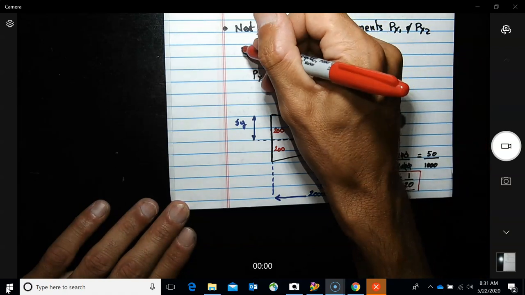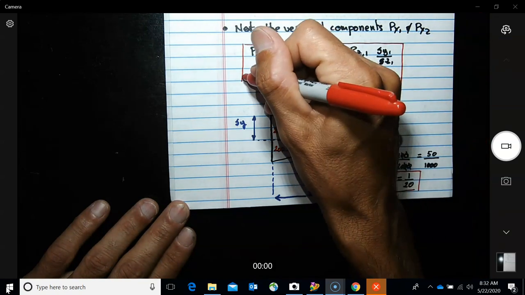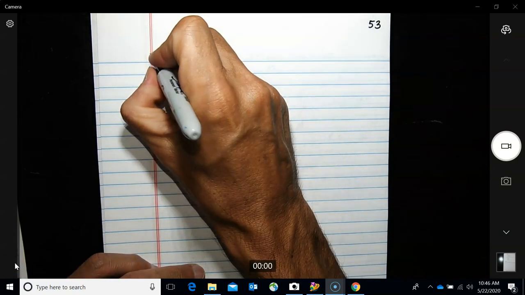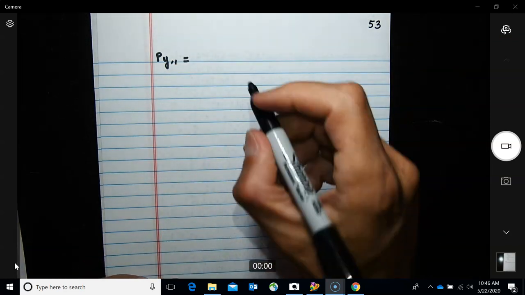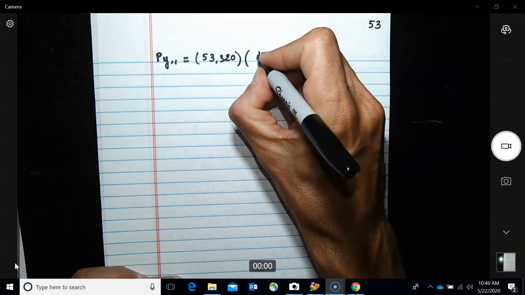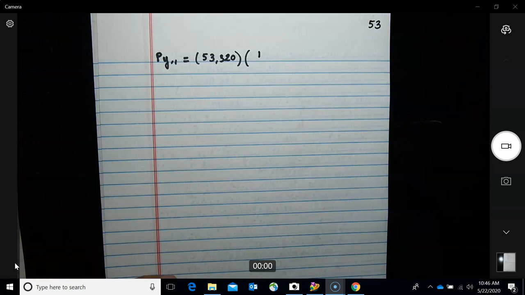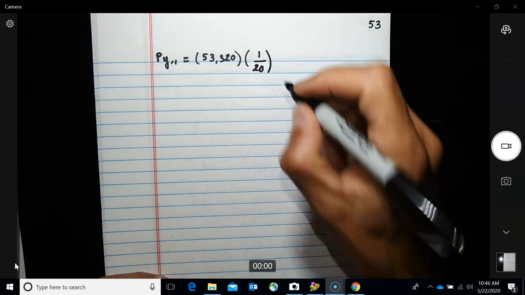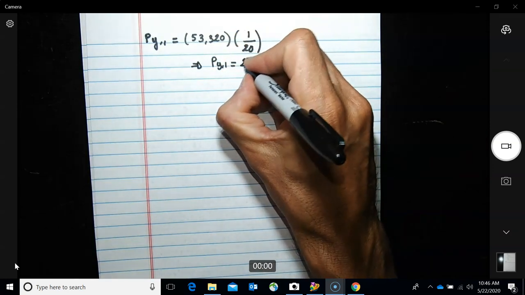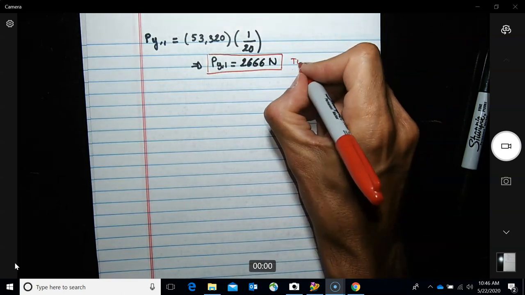All right, so that means that now I can go back to these equations and find PY1 and PY2. Okay, so we're going to have PY1 will be equal to 53,320 times 1/20. Okay, and this is going to give us that PY1 is equal to 2,666 newtons in tension.